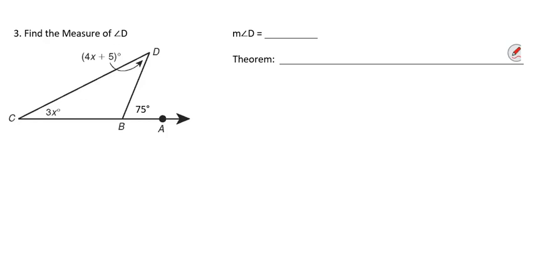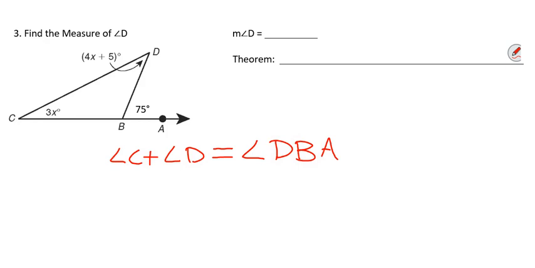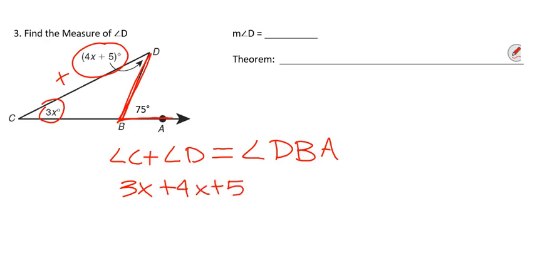With number 3, it says find the measure of angle D. Well, on this one, I know that angle C plus angle D is equal to angle DBA, my bad. So when I add this angle plus this angle, it equals this exterior angle. That's what I know. So I'm going to say 3x plus 4x plus 5 equals 75.